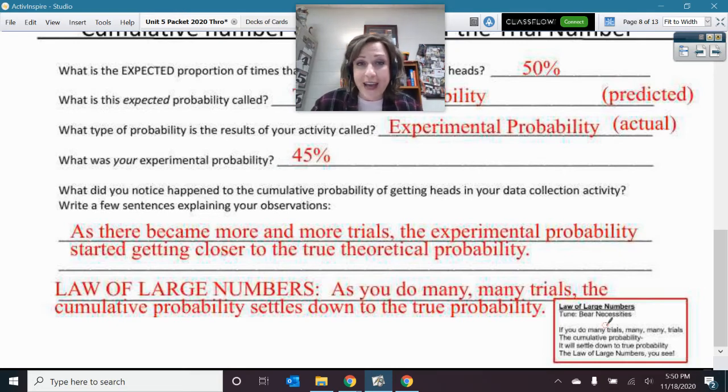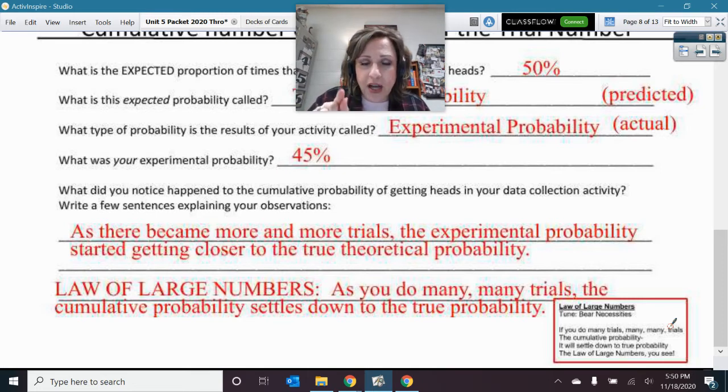All right, I have a song for that, of course. If you do many trials, many, many trials, the cumulative probability, it will settle down to the true probability. The law of large numbers, you see.